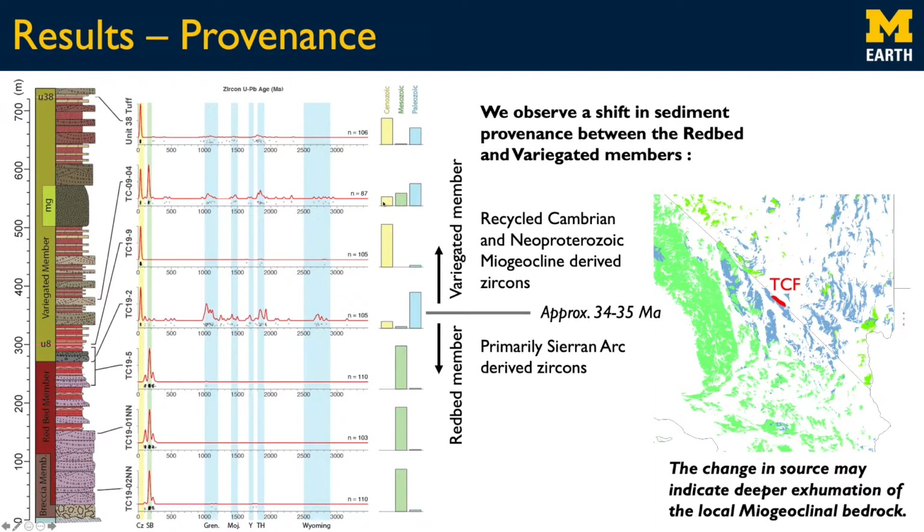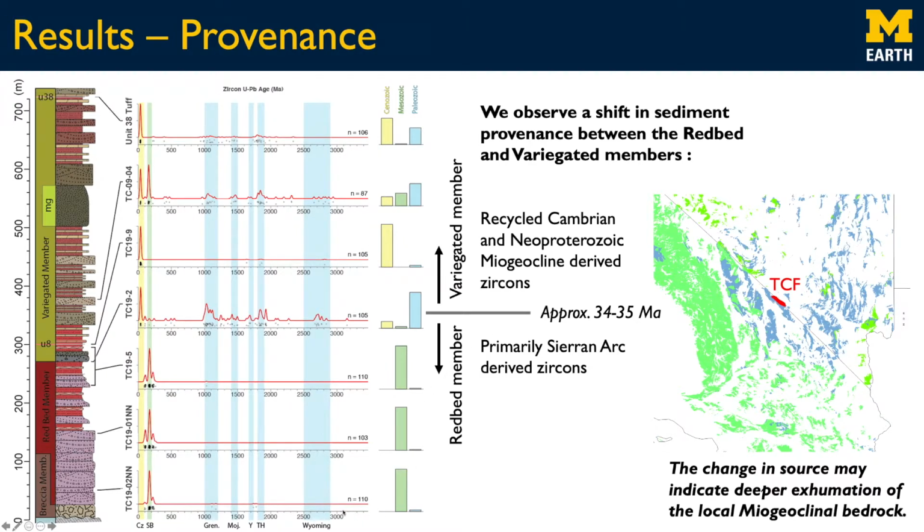These sources represent fresh volcanic input into the basin, the Cenozoic input. The Mesozoic peaks are most likely coming from the Sierra Nevada Arc to the west of the basin. And the recycled older broad spectrum ages are representative of the local bedrock of the central Basin and Range, which is the Cambrian and Neoproterozoic miogeoclinal rocks.